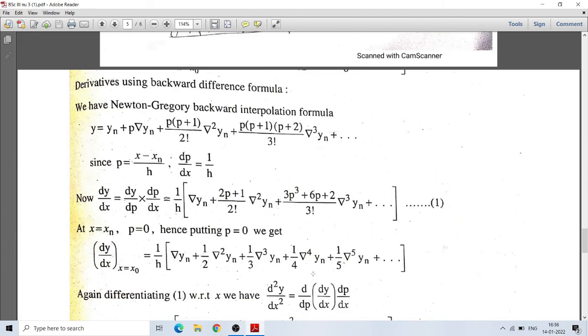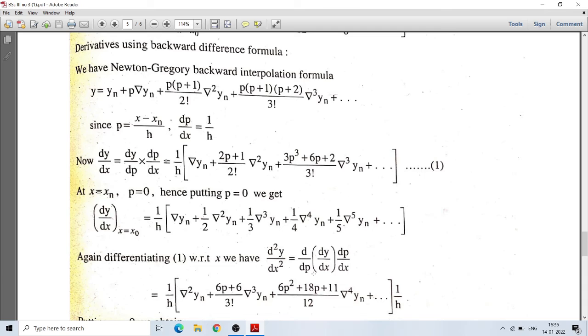So next, move on to one more method, that is the backward interpolation formula. Derivatives using the backward interpolation formula. We know from the previous classes how to write the backward interpolation formula, that is y is equal to yn plus p nabla yn plus p into p plus 1 by 2 factorial nabla square yn plus p into p plus 1 into p plus 2 by 3 factorial nabla cube yn plus and so on. P is equal to x minus xn by h.